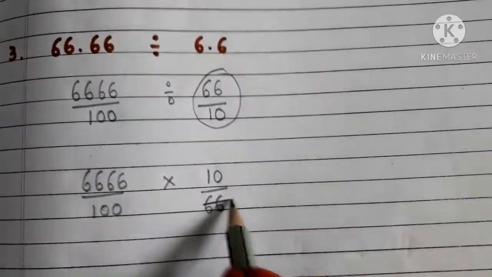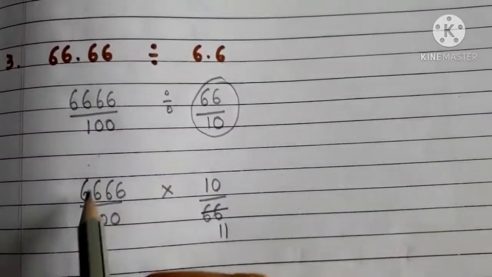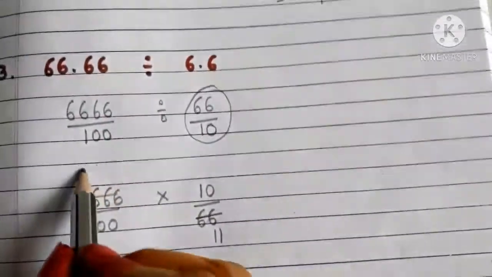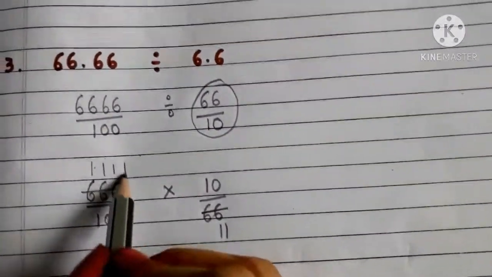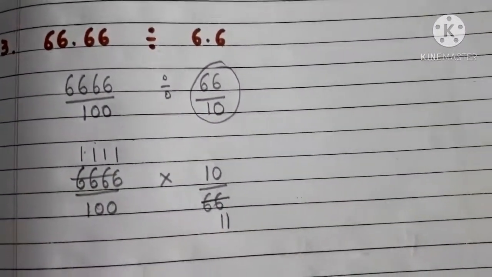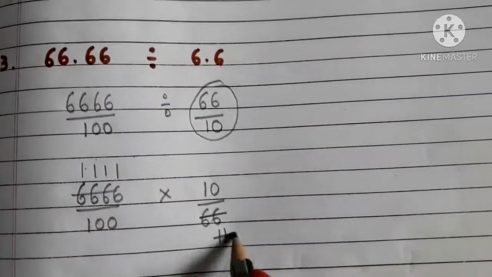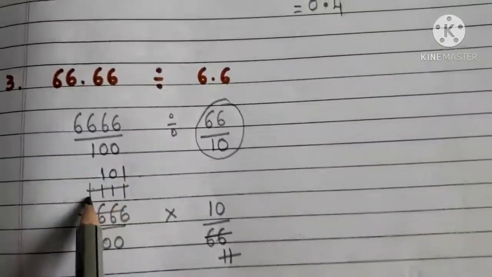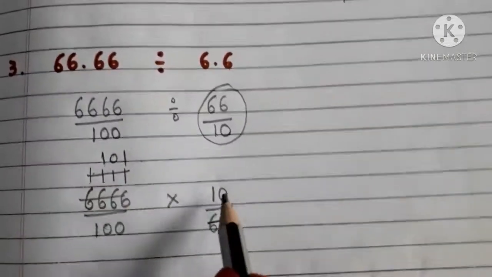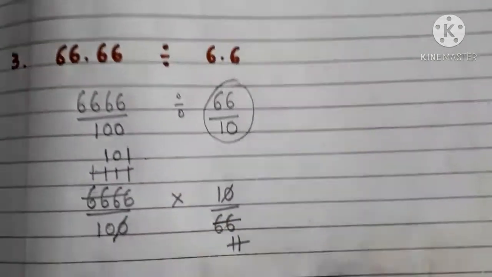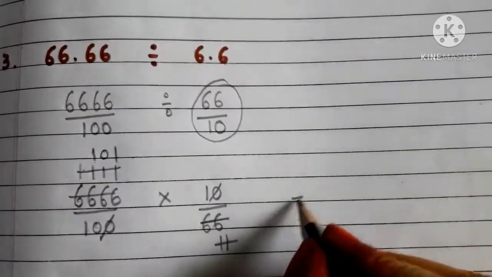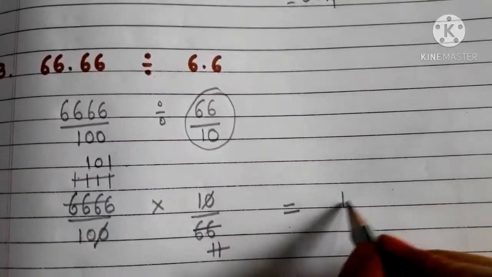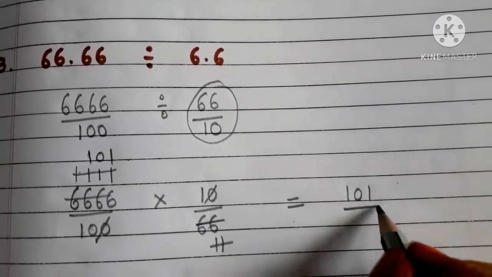Okay, 6 tables, 6 11s are 66 and 6 1111s are 6666. Okay, 11 ones are 11 and 11 101s are 1111, and this 0 and this 0 gets cancelled. Now the answer is 101 by 10.